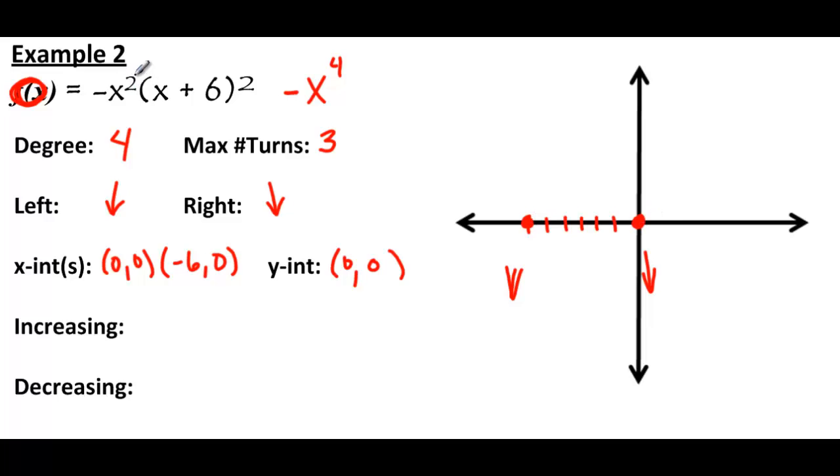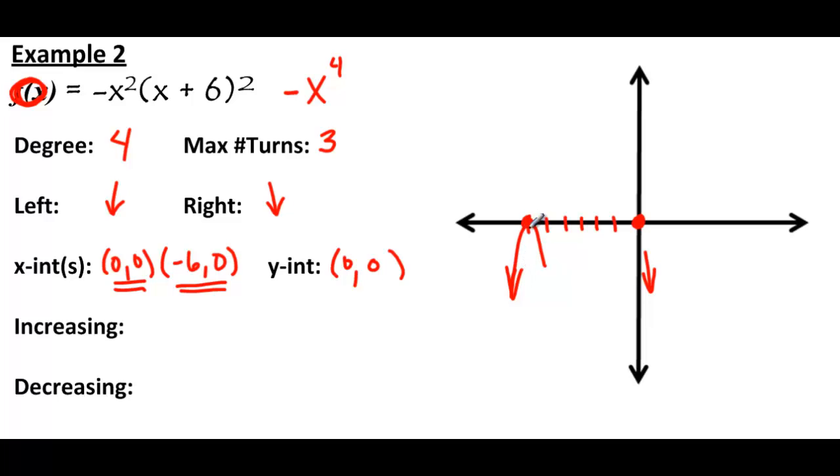So what kind of root is the negative 6 and the 0? Well, this 0, where I got 0 from, is a double root. Okay, so I know this is a double root. I know this negative 6 is a double root. Okay, so that means when I get to the negative 6, it's going to look like a parabola. So that means when I hit this, it's not going to go through it like a line. It's going to bounce off of it like a parabola.